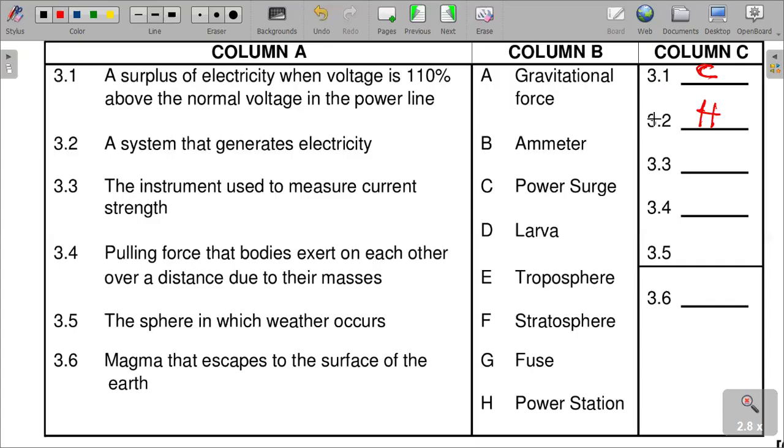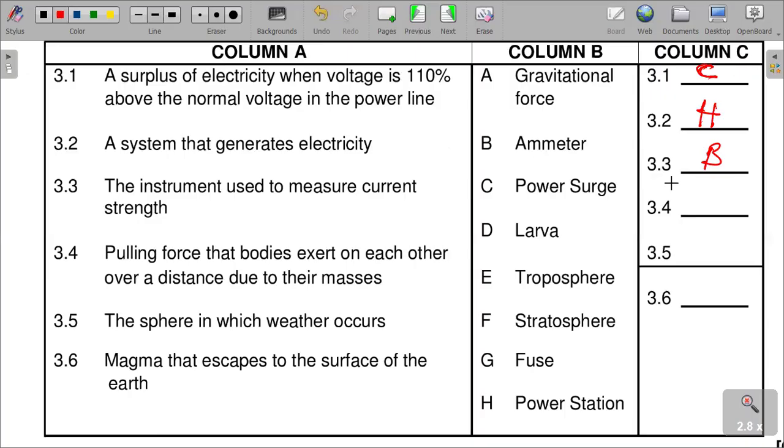And the instrument used to measure current strength. An instrument used to measure current strength. We measure current strength by what? By an ammeter, which is letter B. An ammeter is used to measure. I'm saying it's an instrument that is used to measure the strength of current.